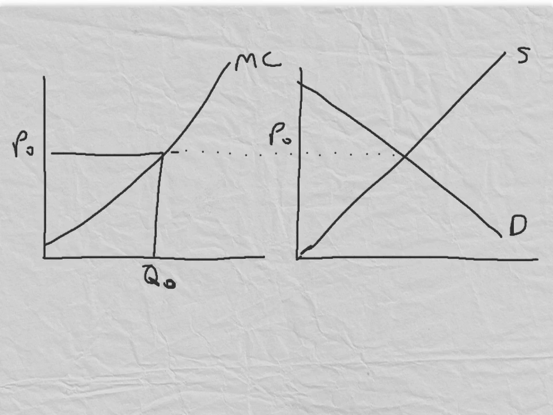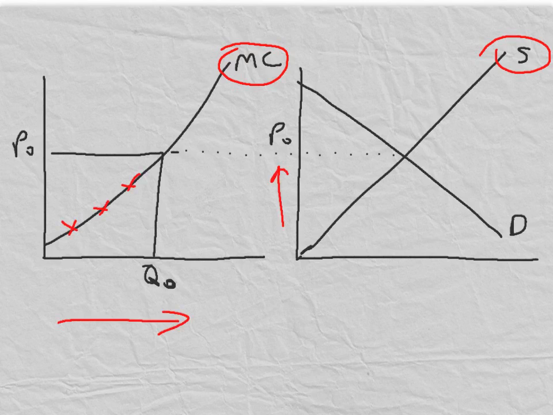Now we also have to understand that there is a very strong connection between the marginal cost curve and the supply curve. We know that as producers produce more, the marginal cost of production goes up, and that is why they have to charge a higher price as they produce more units. So the shape of the marginal cost curve is related to the shape of the supply curve.